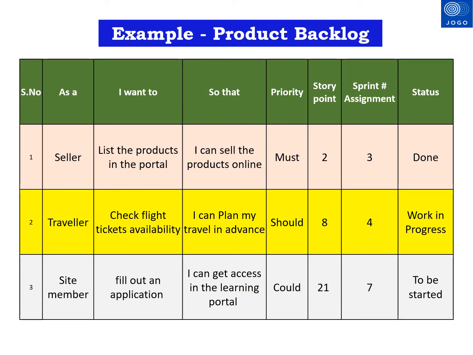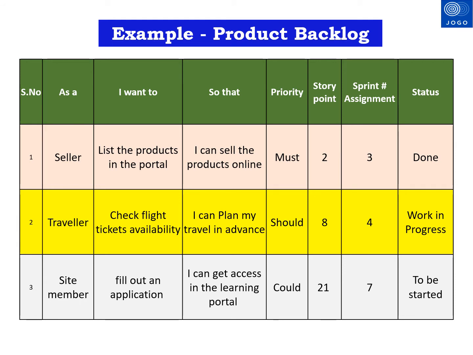You can see an example of product backlog in this slide. This template is created using Microsoft Excel. User story is covered in columns 2, 3 and 4. User story format will have a persona, action and the expected outcome. As per this example, the user story says, as a seller, I want to list the product in the portal so that I can sell the products online. The second user story is, as a traveler, I want to check the flight ticket availability so that I can plan my travel in advance.